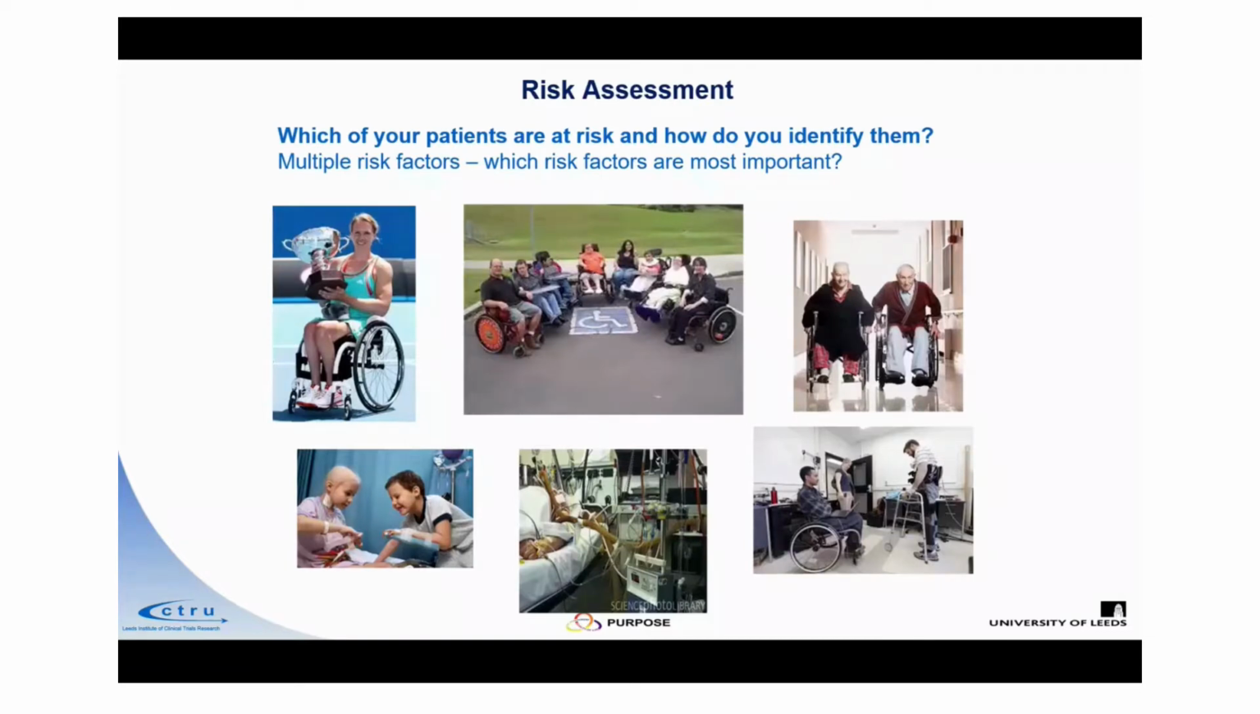So risk assessment, I probably don't need to tell you all this, but it's still a challenge identifying which patients are at risk and how to identify them. There are usually multiple risk factors, and which risk factors are most important. There's a lot of different tools out there, and they've all got different risk factors that they include. So it is a tricky area of practice.